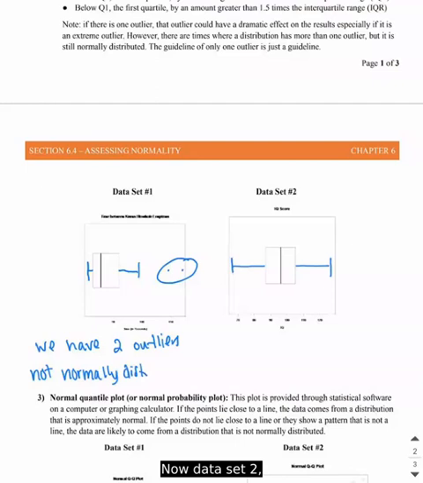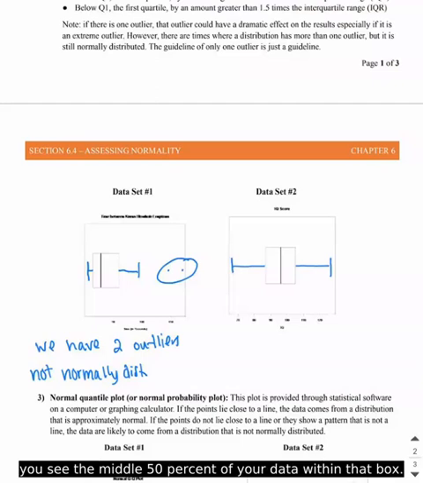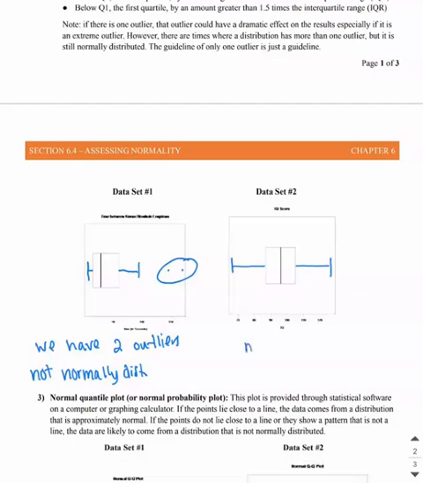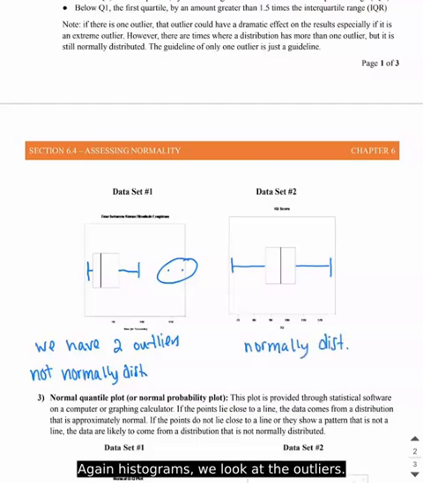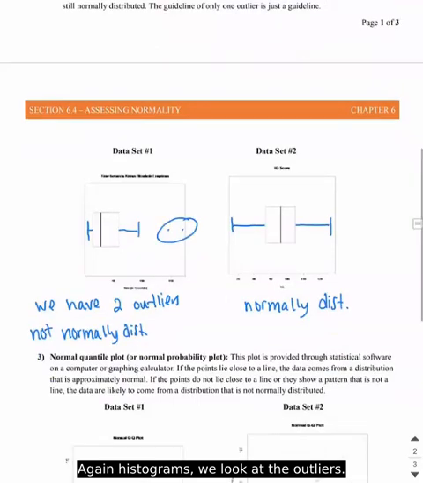Now data set 2 is actually very nicely distributed. You see there's really no outliers. You see the middle 50% of your data within that box. So we would say this does appear to be normally distributed. Again, we look at histograms, and we look at the outliers.